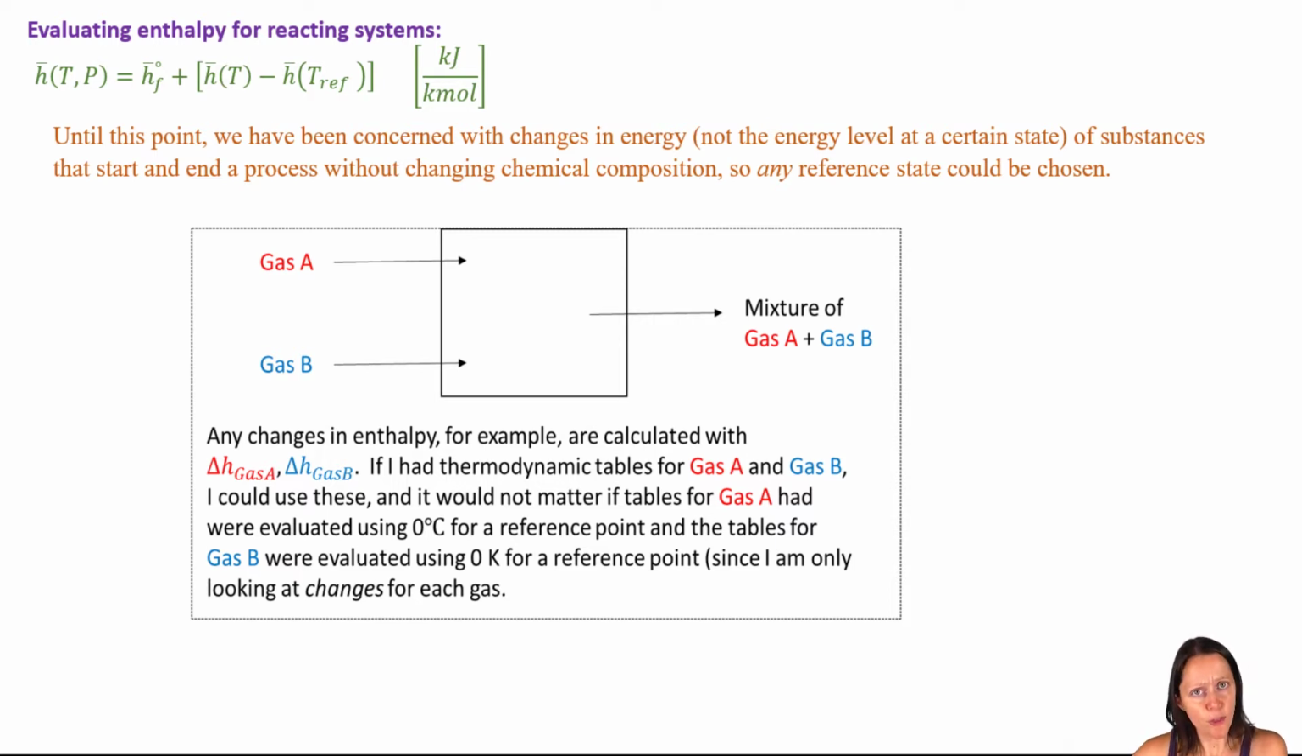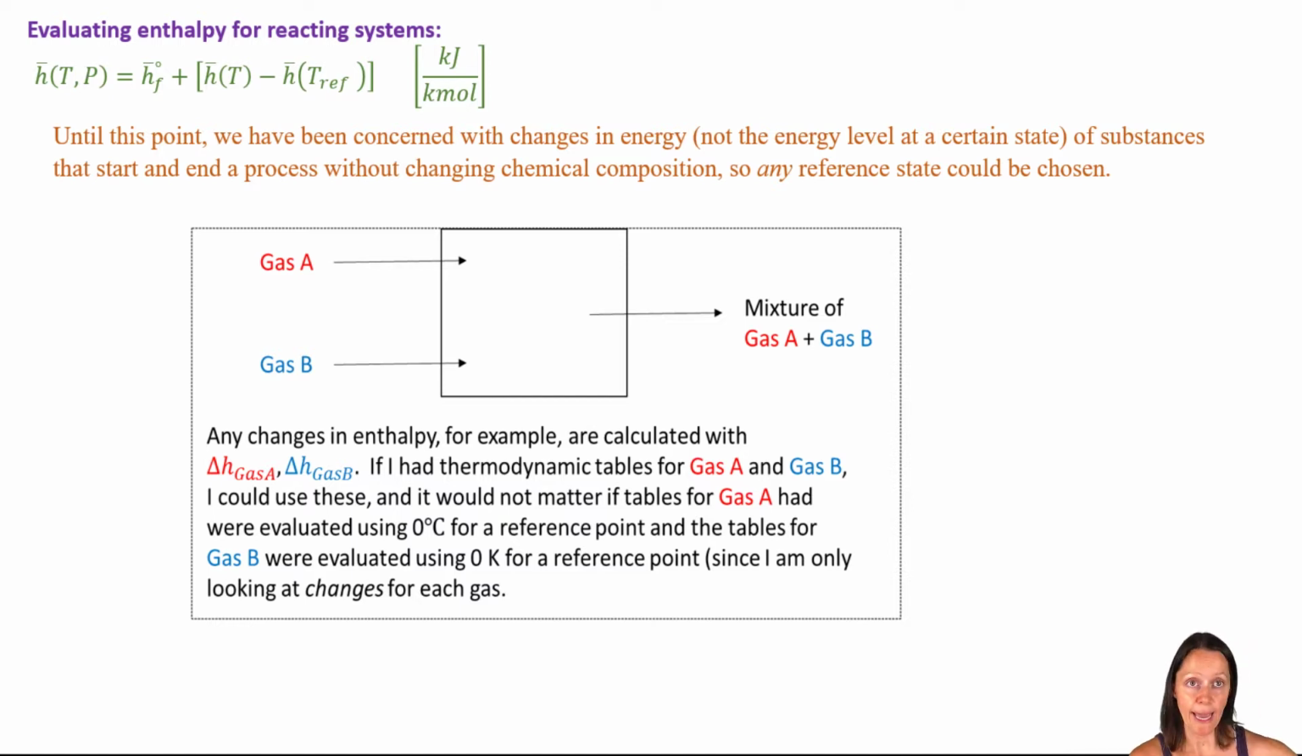Now, say you look up the H values for gas A. Well, gas A, the thermodynamic tables, they have chosen 0 Kelvin as their reference point. So they said, okay, well, at 0 Kelvin for gas A, H bar, U bar, S bar, or S naught bar, all of those are equal to 0. All right, great. So I calculate my change in enthalpy between state 1 and state 2, and then I plug into the first law.